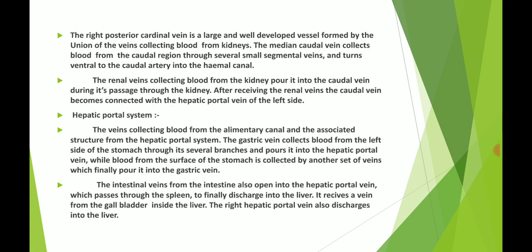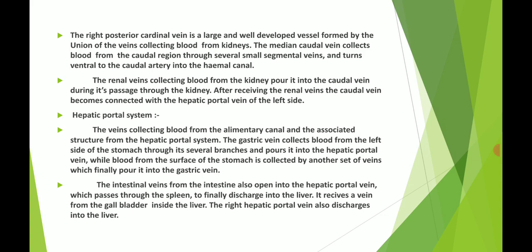The right posterior cardinal vein is a large and well developed vessel formed by the union of the veins collecting blood from the kidneys. The median caudal vein collects blood from the caudal region through several small segmental veins and turns ventral to the caudal artery into the haemal canal. Then the renal veins, collecting blood from the kidney, pour it into the caudal vein.